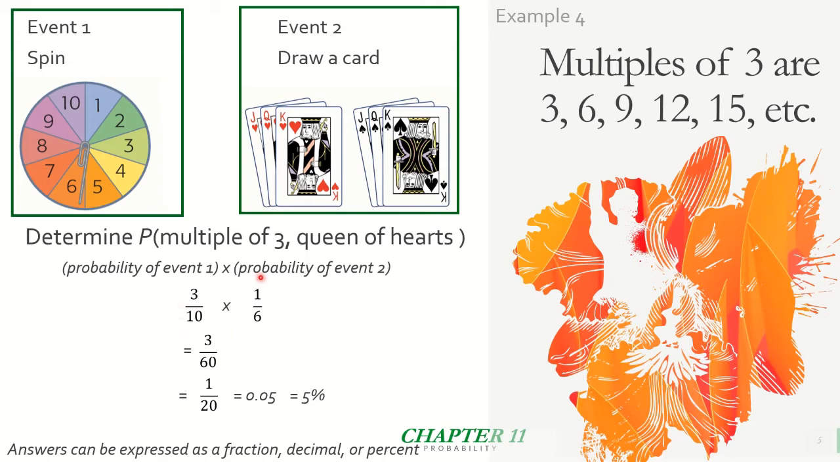And there is only 1 Queen of Hearts. So 1 out of 6 is our second fraction. 3 times 1 is 3. 10 times 6 is 60. I can reduce that to 1 over 20, or 0.05, or 5%.